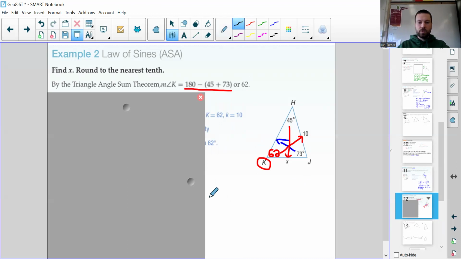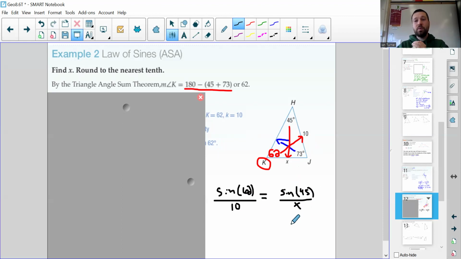So we're going to do sine of 62 over 10 equals sine of 45. We don't want to use that 73 because there's nothing across from it. Sine of 45 over x. X is what we want, so make sure you get your x in the problem.